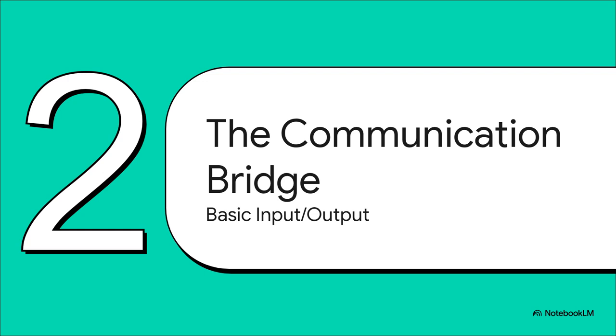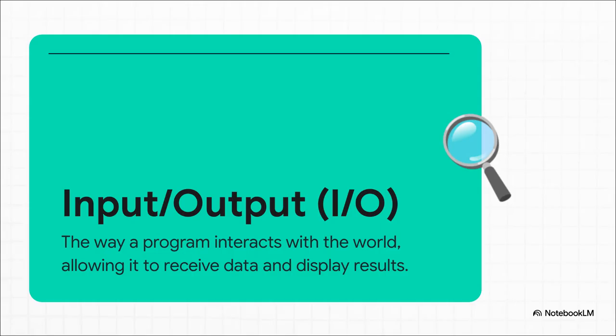I want you to think of input and output as the communication bridge. It's the bridge between your program and the rest of the world. Without it, your code is just running silently inside a box with no way to talk or listen to anyone. So what is I/O really? Well, put simply, it's just the way your program gets information in and sends information out. That's it. It's how you can ask a user for their name and how the program can then say, "Hey, hello," right back. It's the basic conversation between a person and a machine.